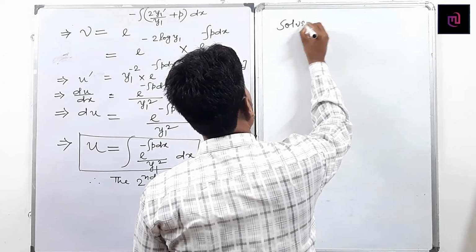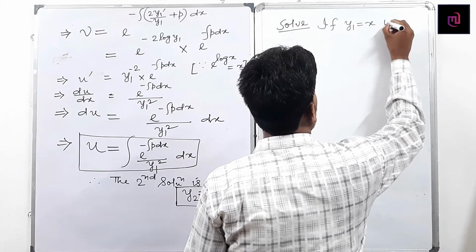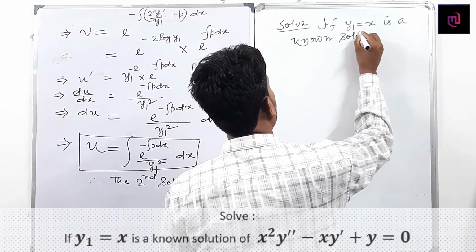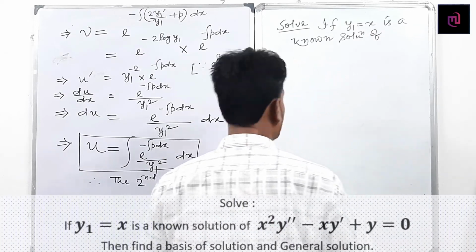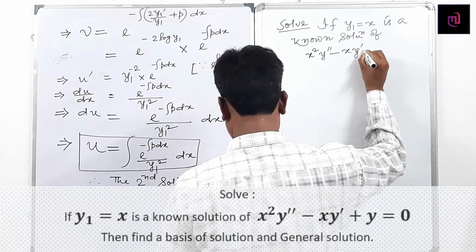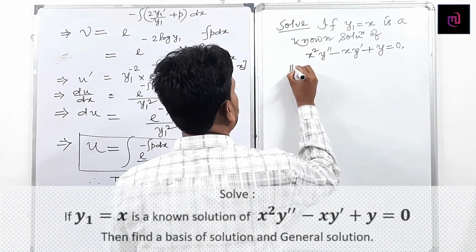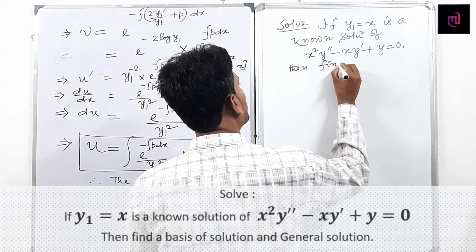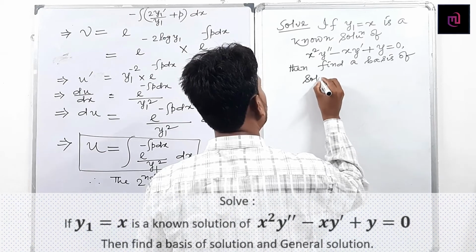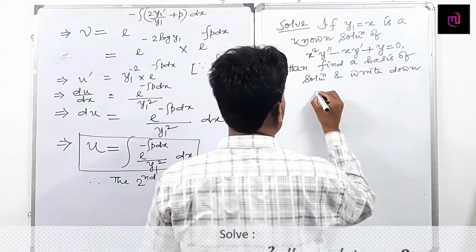If I take one example, then whatever I have written in the theoretical part will be clear. Solve: if y1 equals x is a known solution of x square y double dash minus x y dash plus y equals 0, then find a basis of solution and write down the general solution.